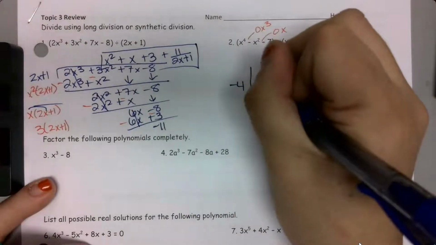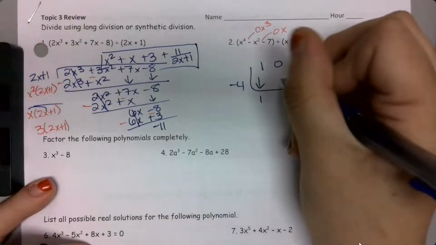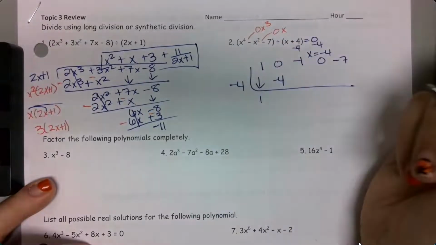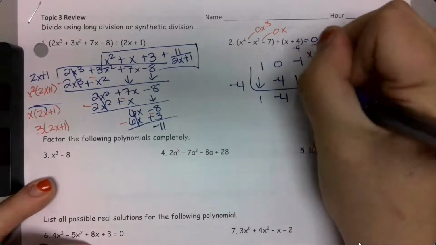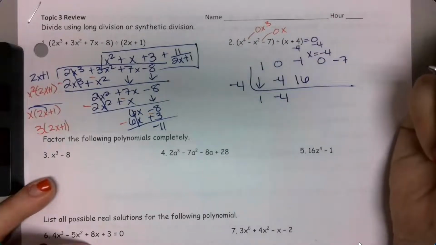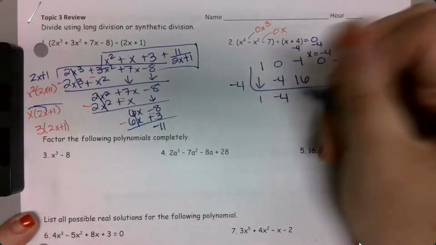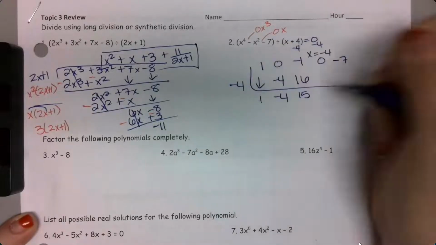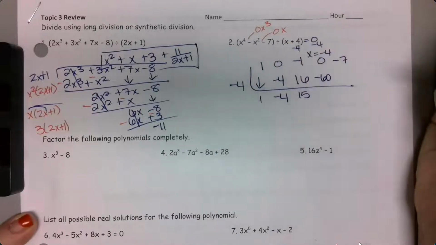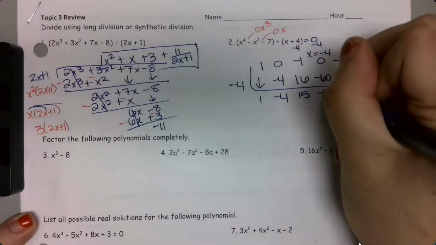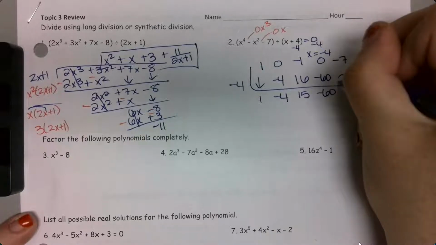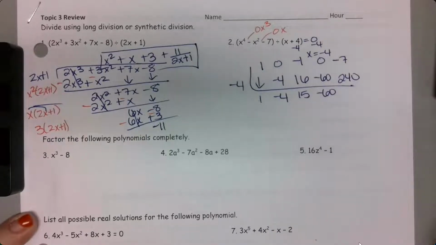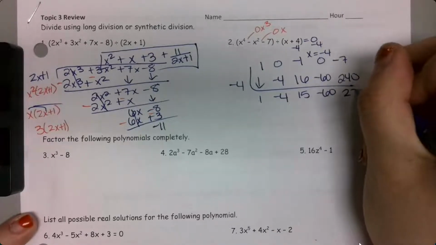And I drop down my 1. Negative 4 times 1 gives me negative 4. 0 minus 4 gives me negative 4. Negative 4 times negative 4 is positive 16. Negative 1 plus 16 is 15. Negative 4 times 15 is negative 60. 0 minus 60 is negative 60. Negative 4 times negative 60 is positive 240. Negative 7 plus 240 is 233.